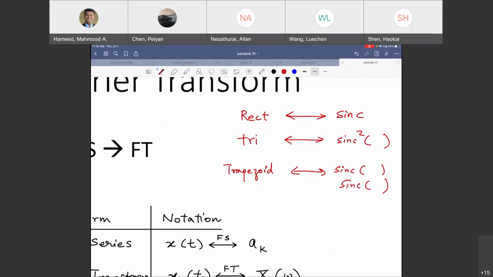Was that? Oh, multiplied. Sorry. Sinc multiplied by another sinc. Two sincs. Where have you seen a rectangle? Maybe not in the time domain, but in some other domain you might have seen a rectangle.